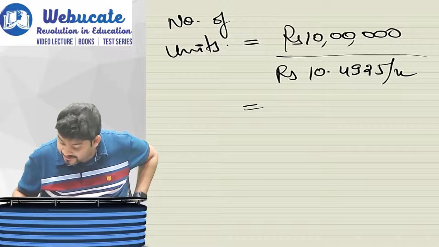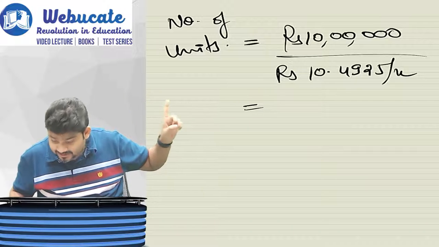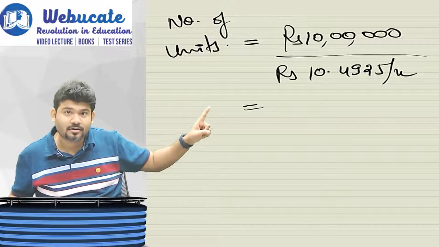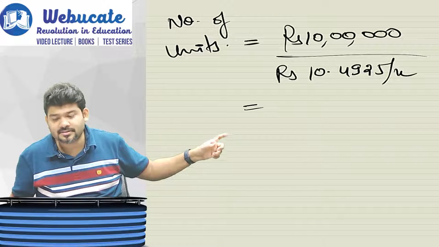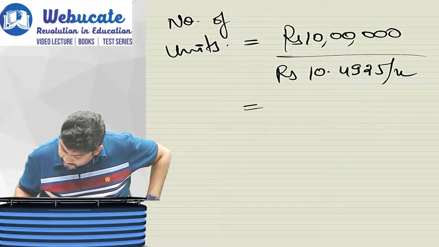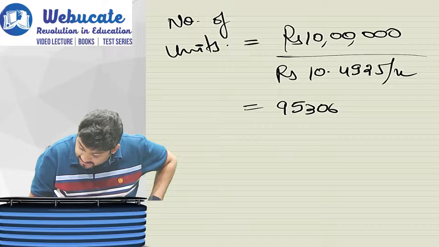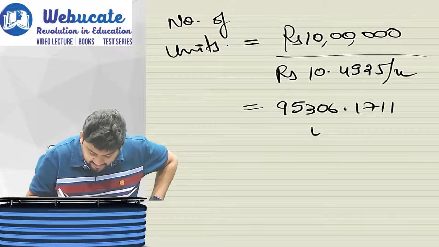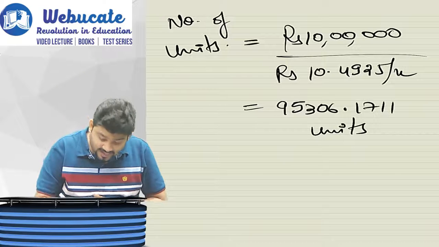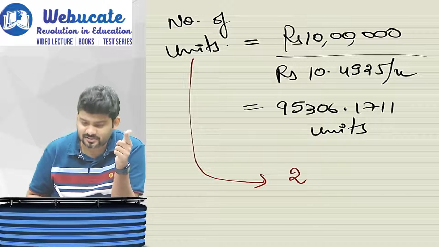If it was an equity share, definitely we would have rounded off. But this is not an equity share. A mutual fund unit is also considered in units, in decimals. So 10 lakh divided by 10.4925 is 95306.1711 units. I have seen ICAI take number of units to 2 decimals.